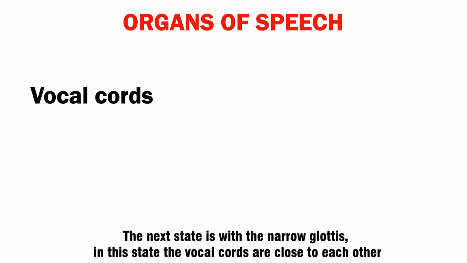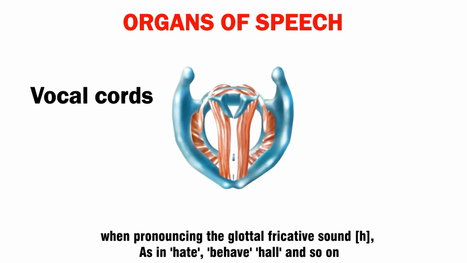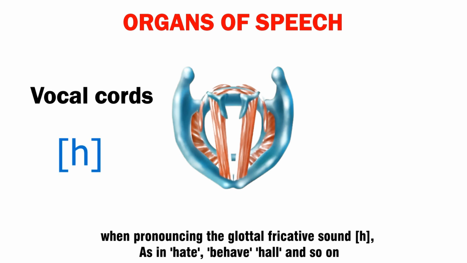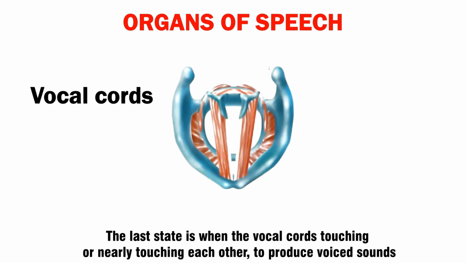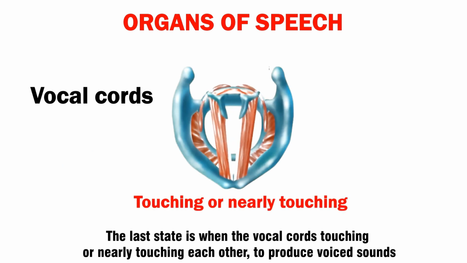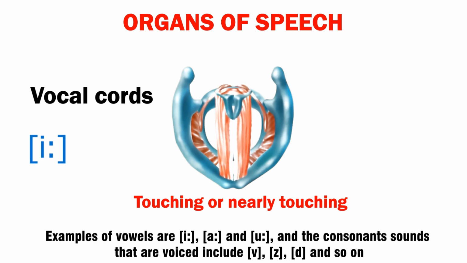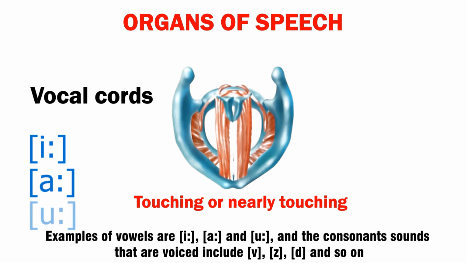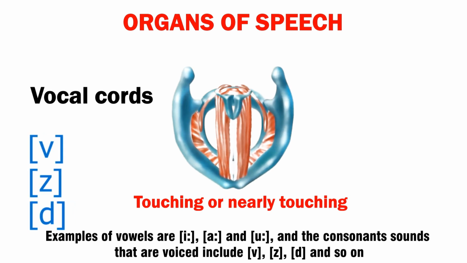The next state is the narrow glottis. In this state, the vocal cords are close to each other when pronouncing the glottal fricative sound, as in hate, behave, haul, and so on. The last state is when the vocal cords are touching or nearly touching each other to produce voiced sounds, including all the vowels and some of the consonants. Examples of vowels are E, A, and U. And the consonant sounds that are voiced include V, Z, D, and so on.